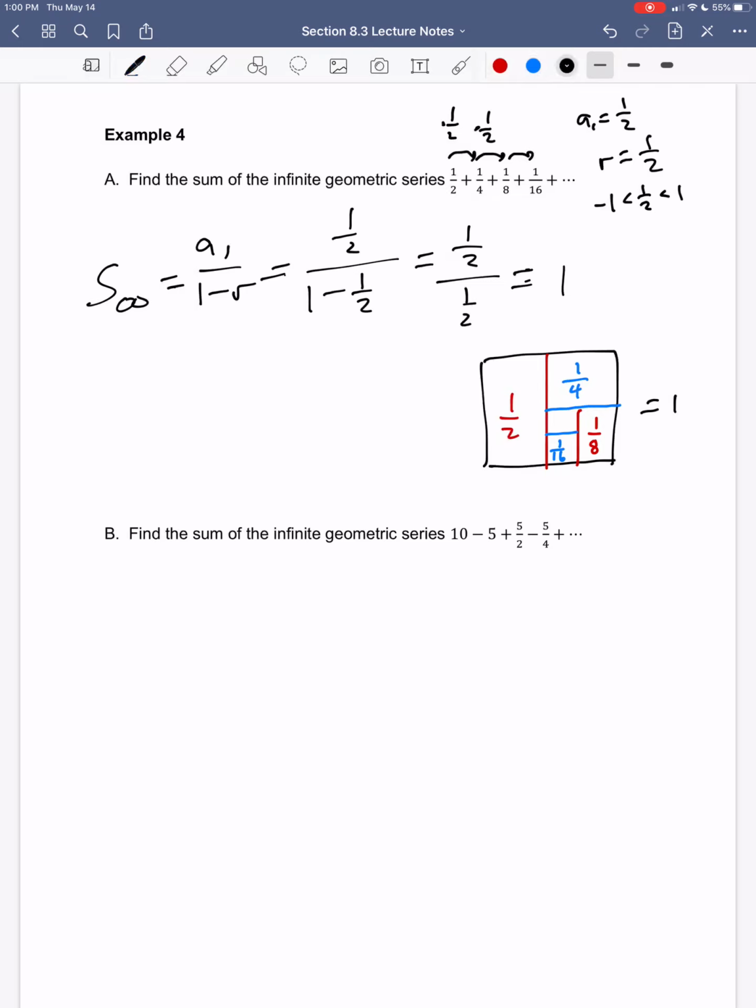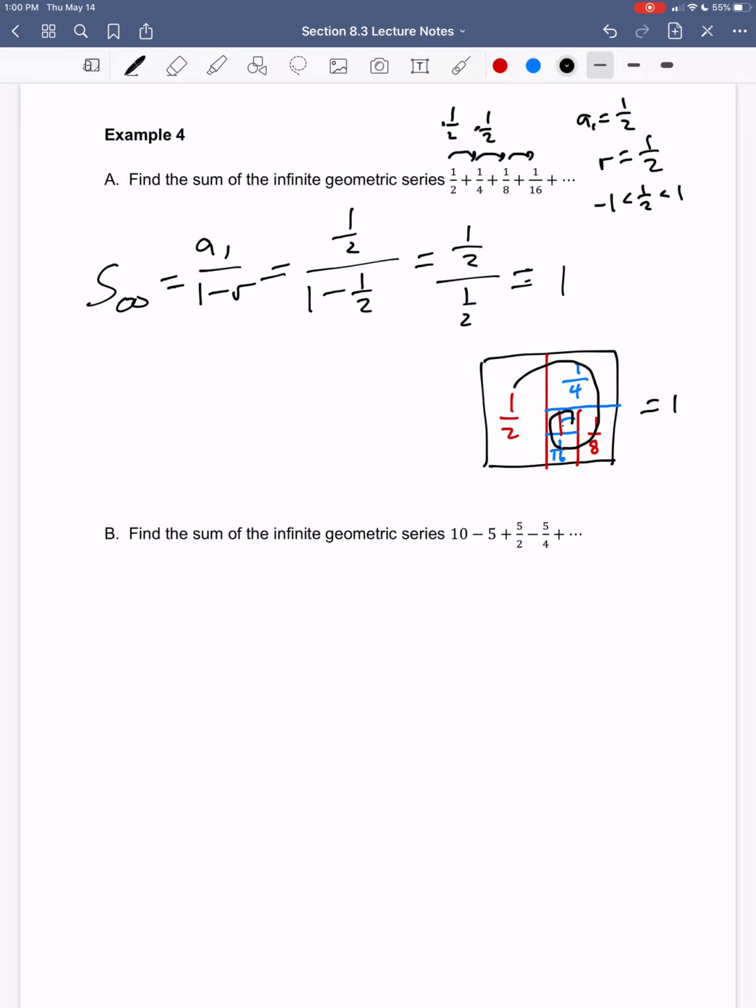And if I sort of imagine spiraling around, I can keep this up forever. If I ever stop, there will be a little white uncounted area in the middle of the square. But if I imagine going forever, this spiral will take in the whole square, and that's where that sum is equal to 1. Sort of an interesting way of looking at that.